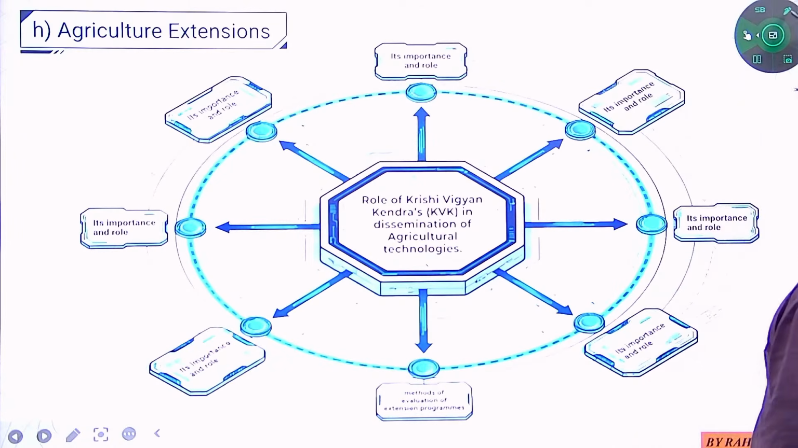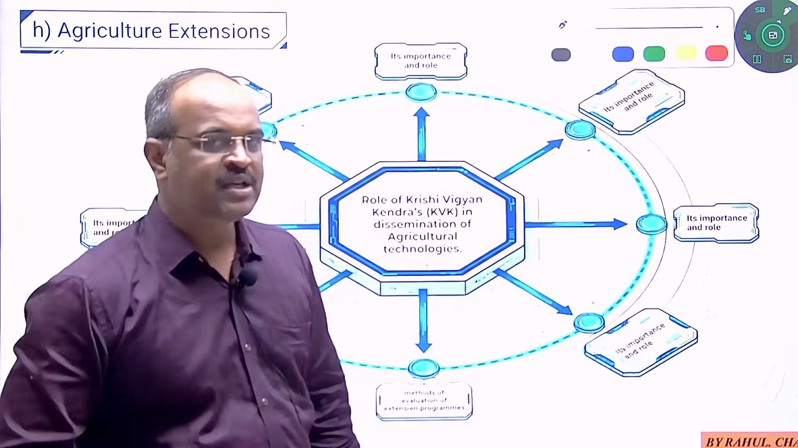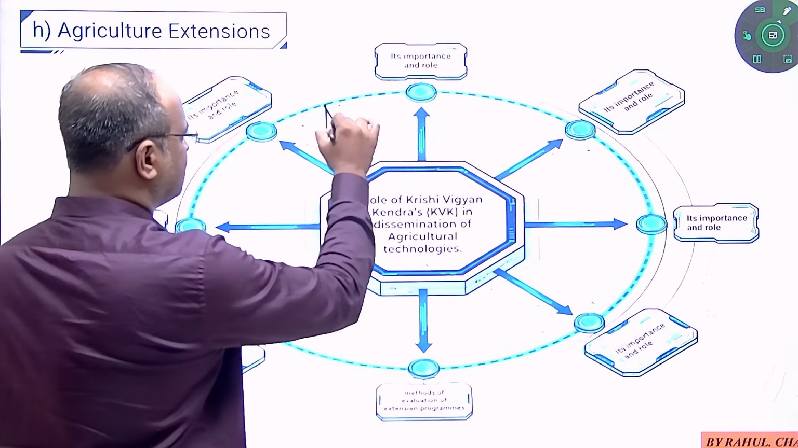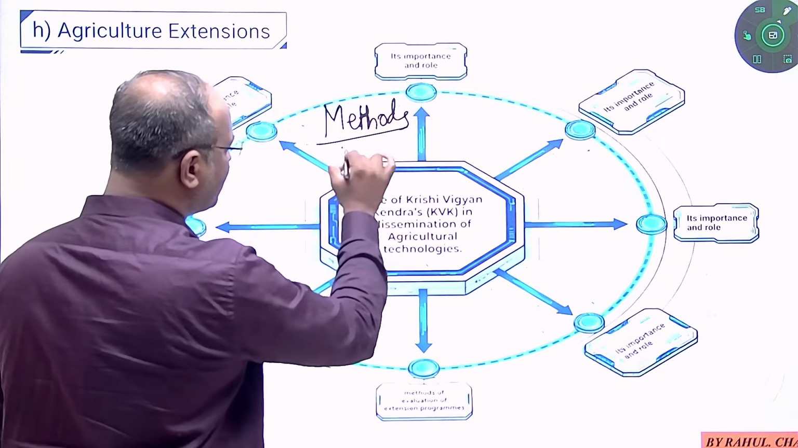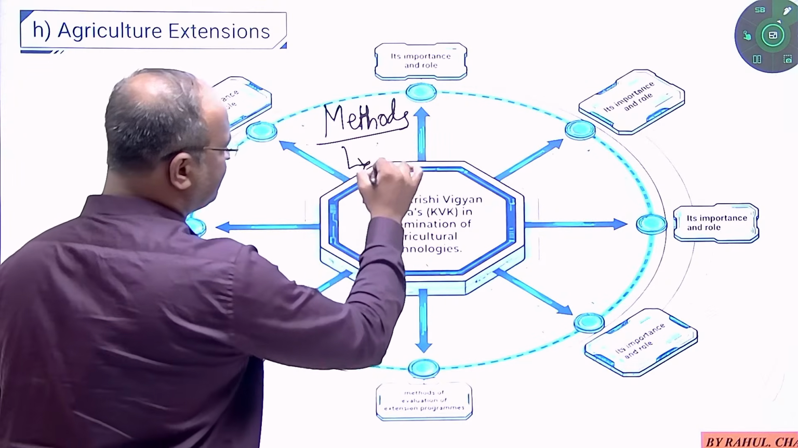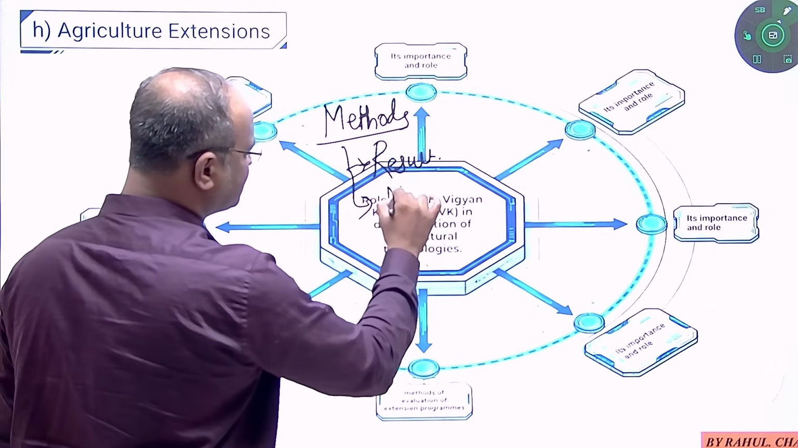Agriculture extension, not a vast topic. In agriculture extension, we need to focus on the different methods of extension education. So the most important methods are result demonstration and method demonstration.